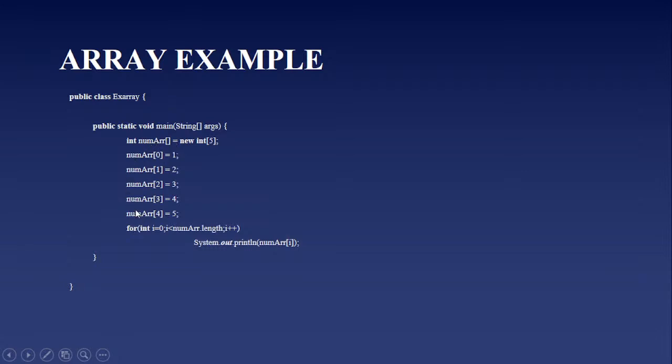So after initializing this number array, I am going for a for loop. Whenever I want to go for a for loop, I have to use the for keyword, and inside this I am initializing the i value: int i = 0; i < numArray.length; i++. So I am just iterating through this number array, and I am printing each and every element at the output, numArray[i].